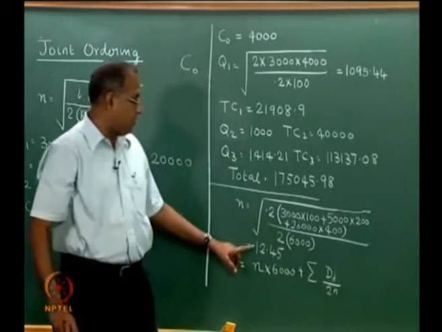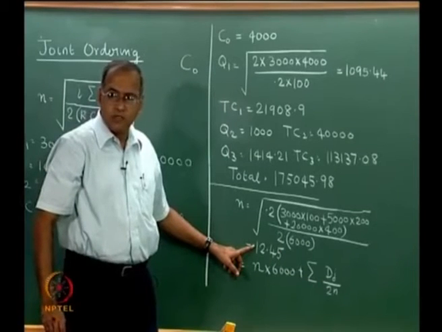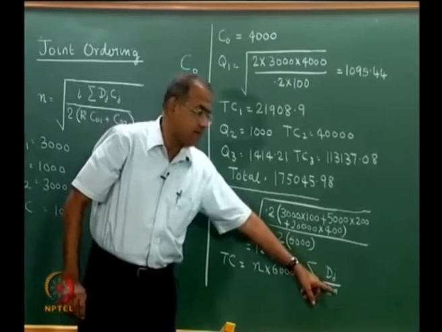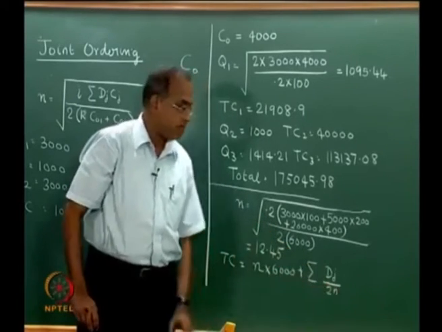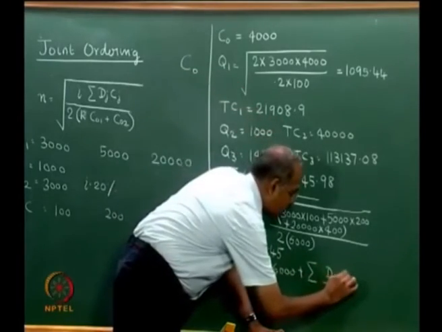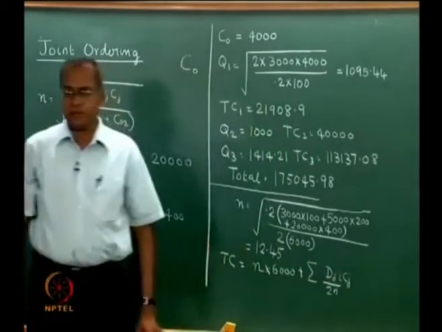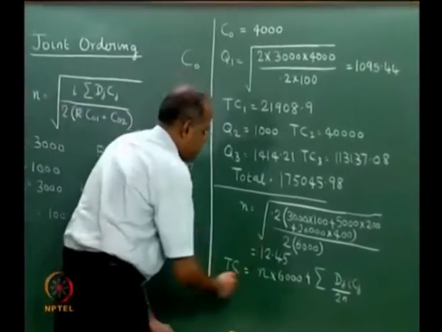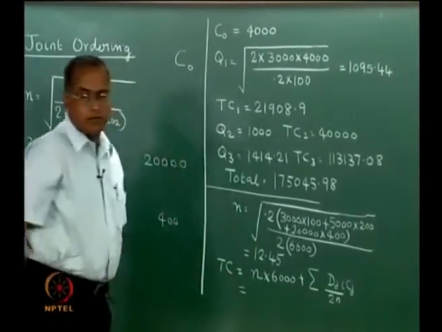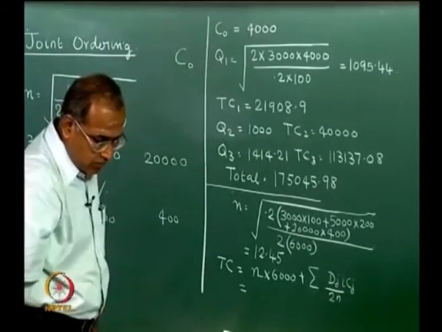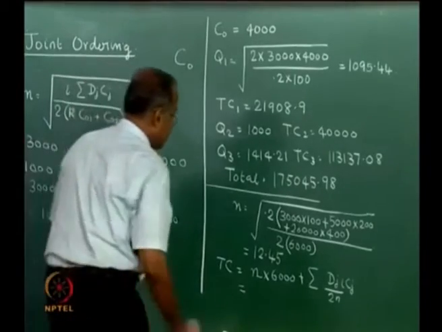We have 12.45 orders. So, the order quantity for each item is the annual demand divided by 12.45. So, dj by n into q into I Cj, which is the inventory carrying cost. So, this for n equal to 12.45 now becomes 149398.8.